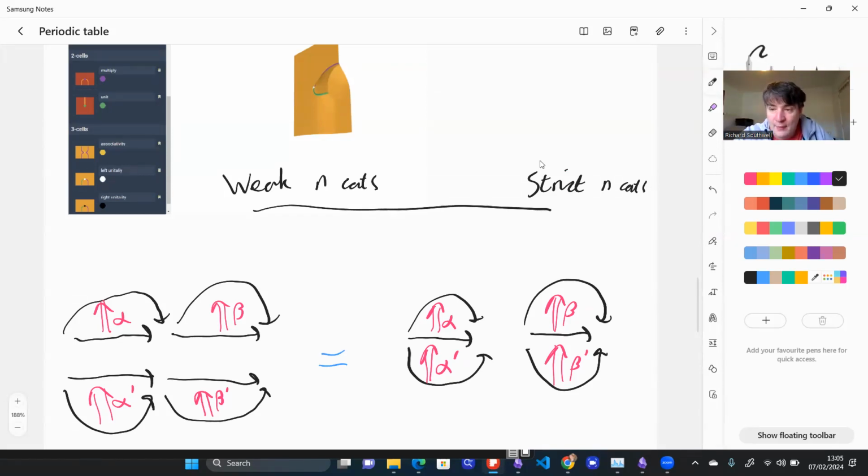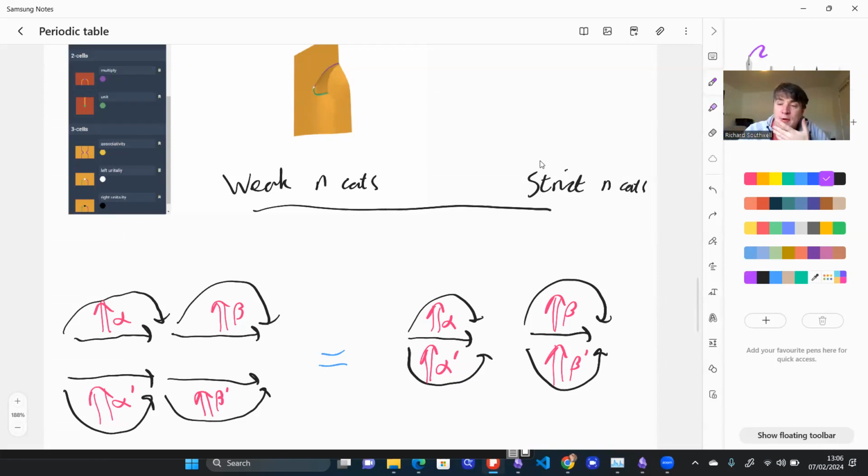Now, strict n categories are simpler. They have more precise, more constrained rules. And they're basically the kind of things I've been hinting about so far. So the idea is that we can have one cells and we can compose them, and it's associative, and we have a unit and we can use that, and maybe we have two cells and we can compose them end to end and they're associative, or we can compose them side to side horizontally.